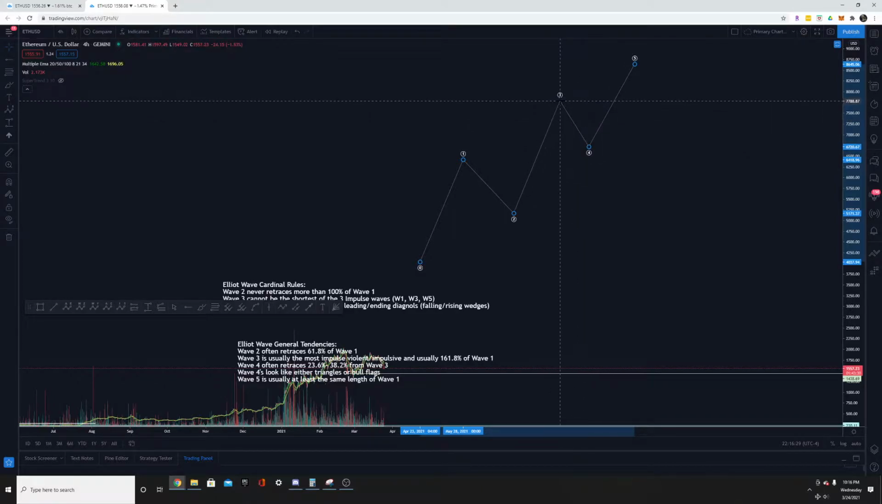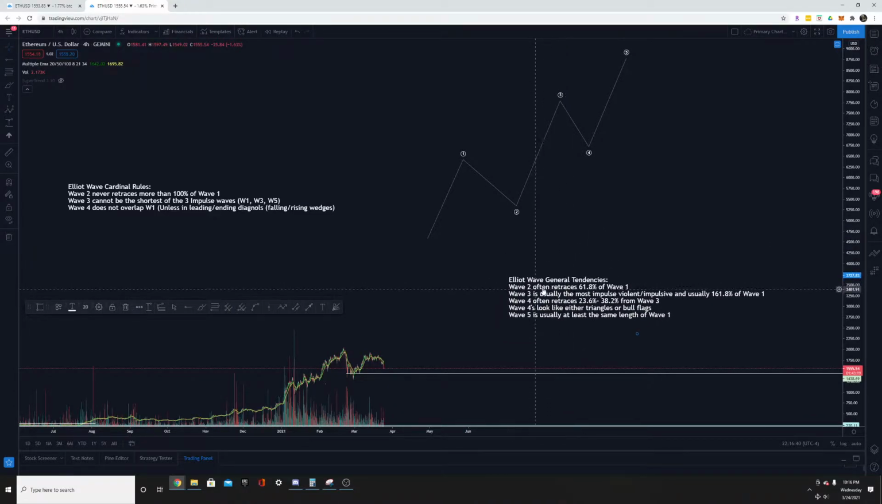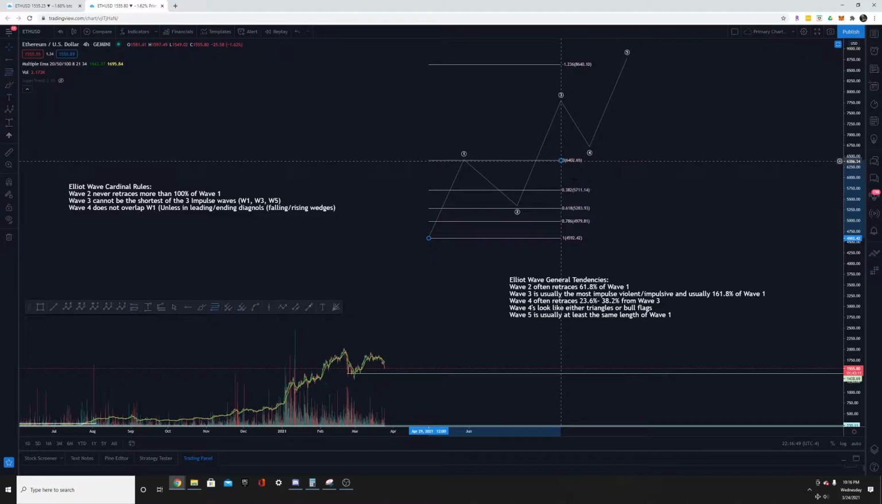And then I put down the rules to help you guys out. Wave 2s often retrace 61.8% of wave 1. So if you grab your fib, you draw from the bottom to the top of wave 1. Wave 2s usually land around here. We call this the golden zone. The golden zone is anywhere between the 0.5 or the 50% to 61.8%. It can go as deep as 78.6. It can go as deep as 88.6%. But usually the algos are programmed to buy around here.